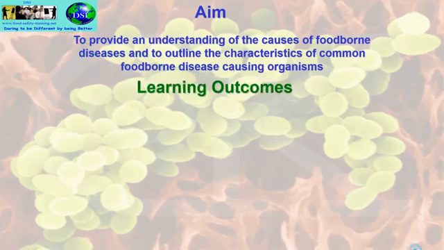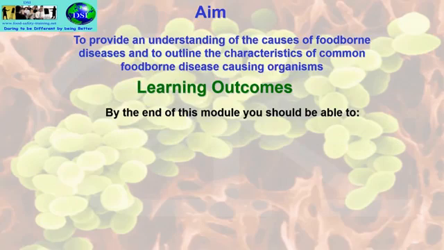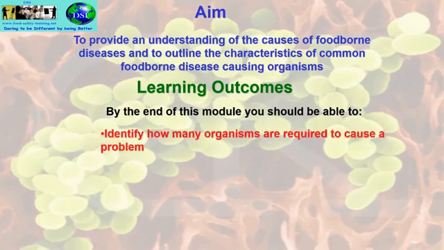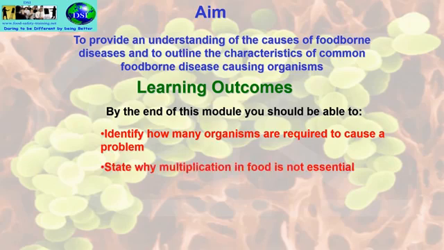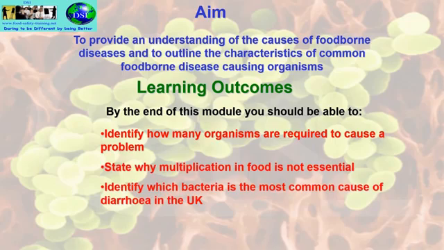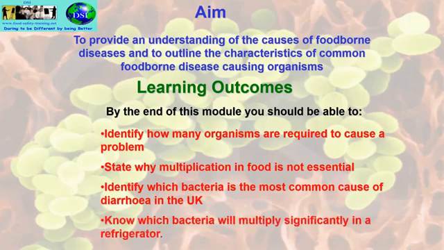And the learning outcomes: by the end of this unit, you will be able to identify how many organisms are required to cause a problem, state why multiplication of food is not essential, and identify which bacteria is the most common cause of diarrhea in the UK, and finally know which bacteria will multiply significantly in a refrigerator.